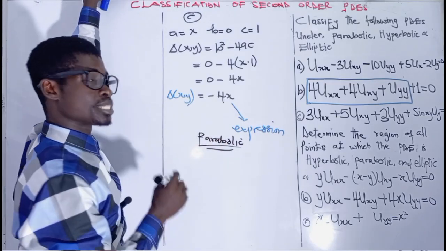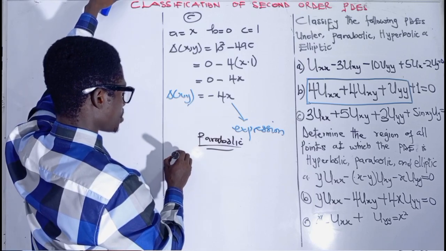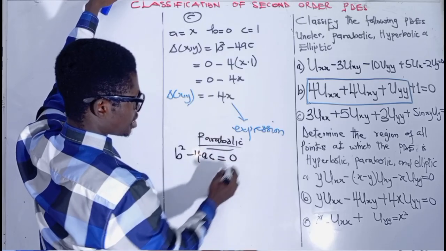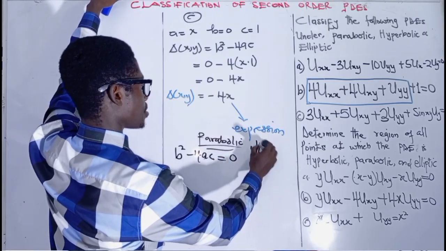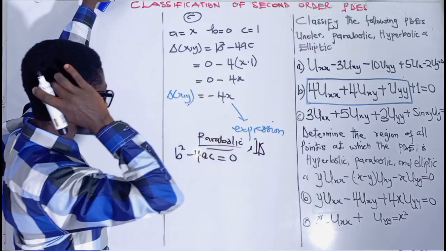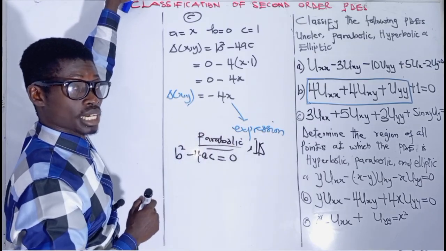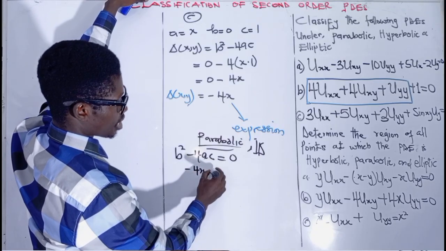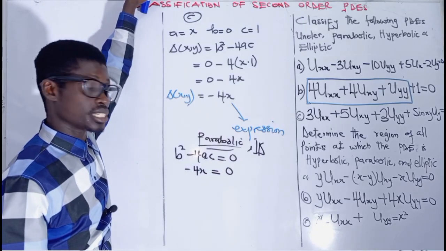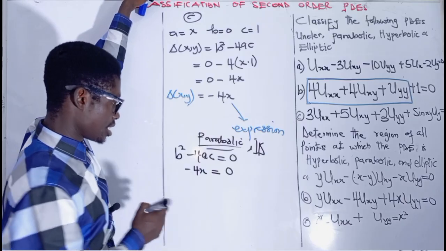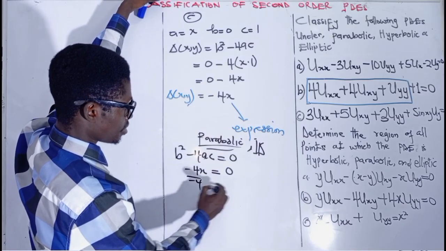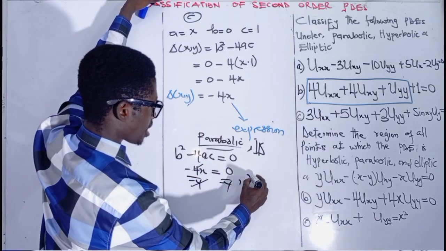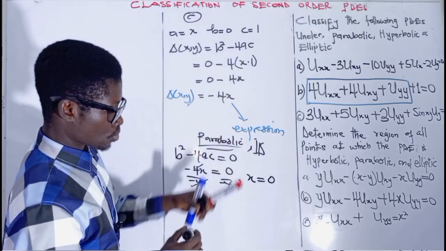So we said that the equation is parabolic if the discriminant, b squared minus 4ac, is equal to 0. If the discriminant is equal to 0, then we can say that the equation is parabolic. So our discriminant here is minus 4x. So we have minus 4x, and this is equal to 0. We want to check to see if it is really parabolic. From here, we can divide both sides by negative 4, so that this will cancel this. So we have x is equal to 0.